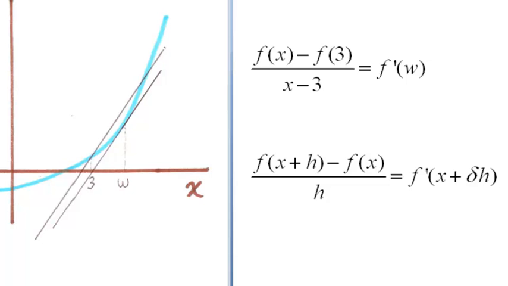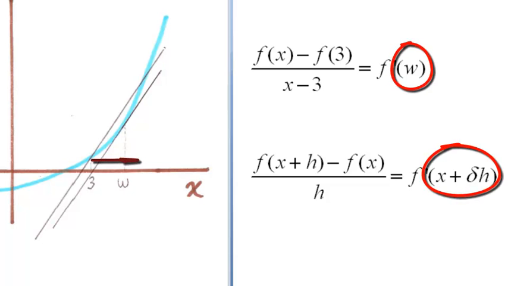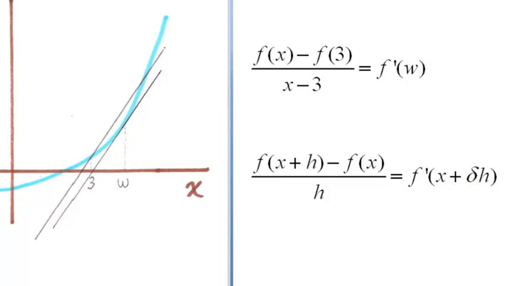The fact that w is somewhere between our two x coordinates can now be expressed by saying that delta is bounded. In fact, it's between 0 and 1. So the existence of such delta is the main conclusion of the mean value theorem.